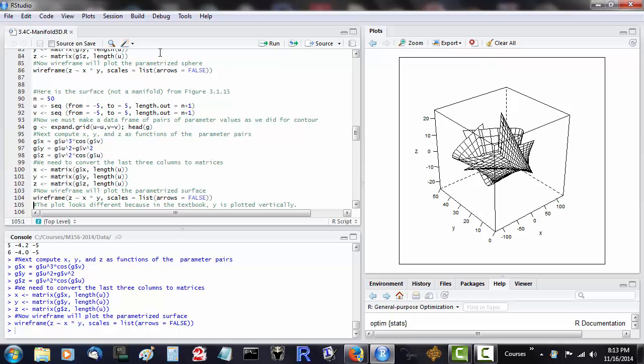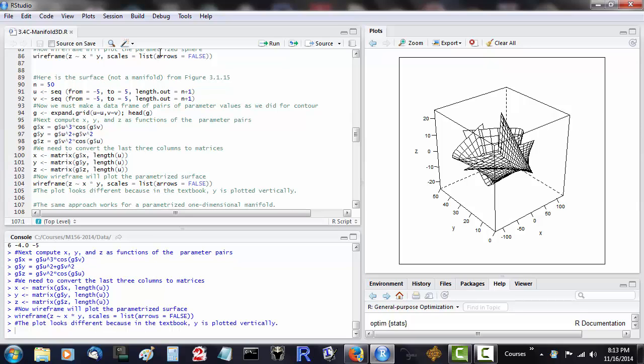This is not a manifold because it intersects itself. The plot looks different from one in the textbook because in the textbook for some reason y is plotted vertically, but even when I tried to make it look like that, it was still a mess.